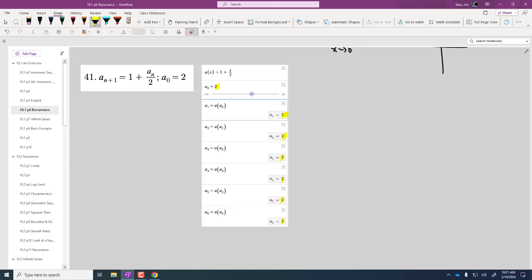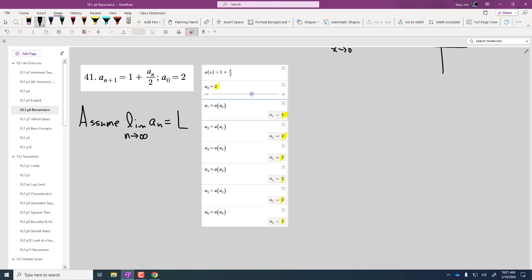If you are reasonably assured that your sequence converges, you can use this trick. So we're reasonably assured by looking at the first 6 or 7 terms of the sequence that it converges. You can assume the limit of a sub n is equal to L. We'll just call the limit L. We'll say that's what it's going to converge to.